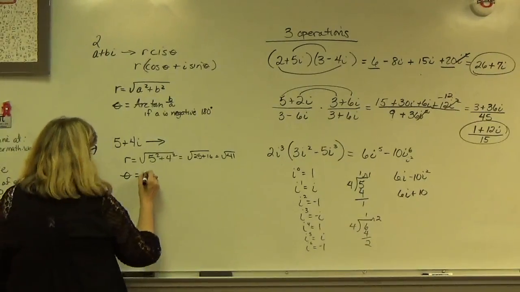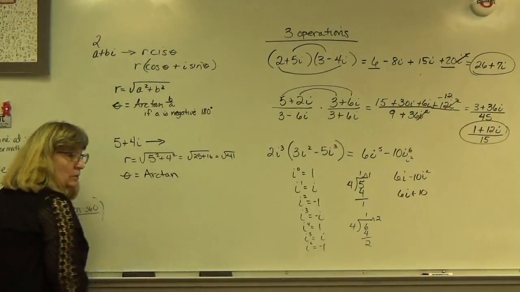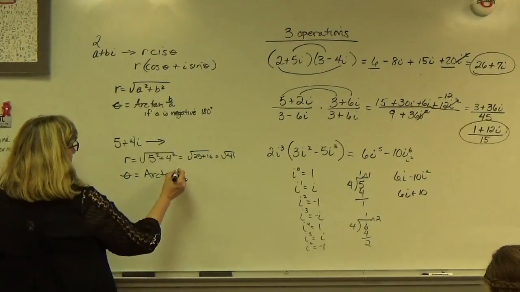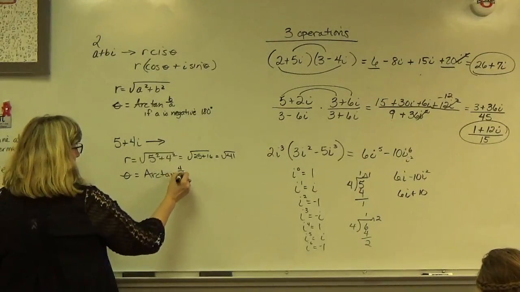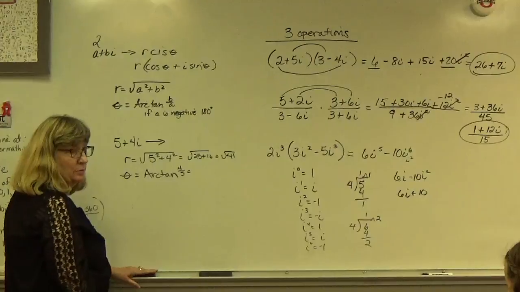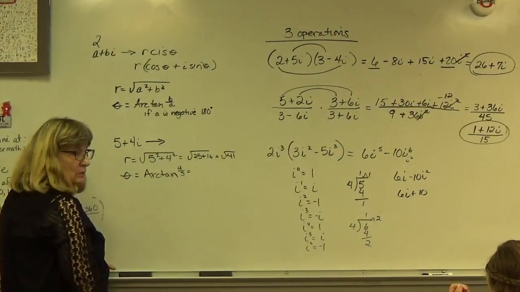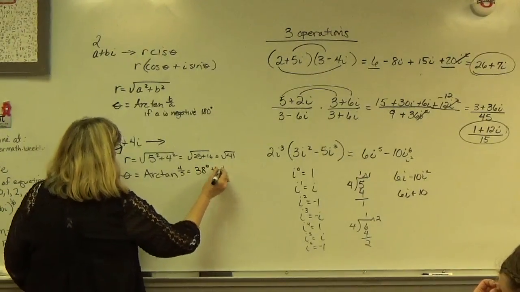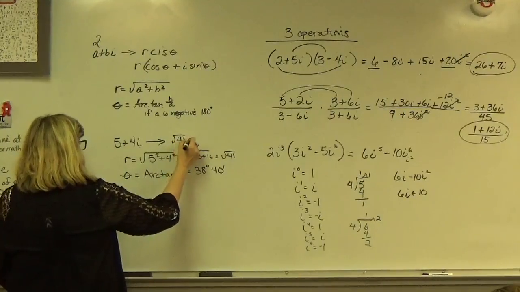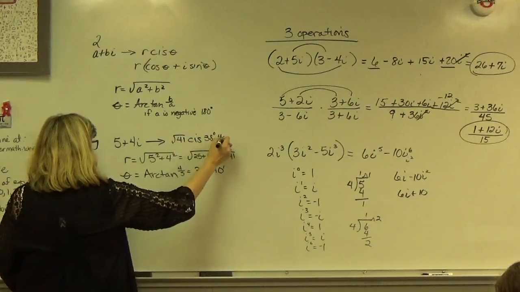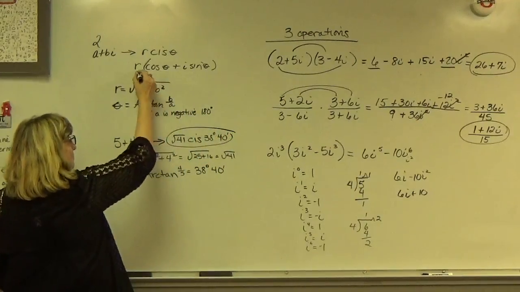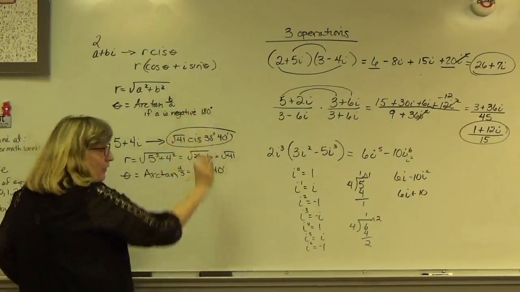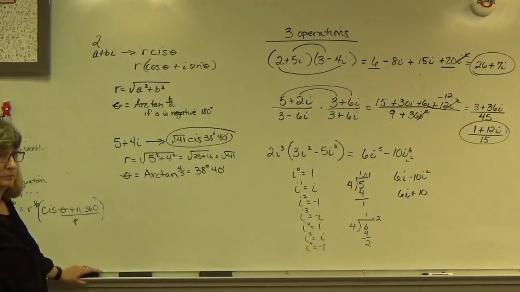Theta. Arctangent of, what's it going to be? 4 over 5. Do I need to add 180 on this one? No. Okay, so we're in DMS, degrees minutes seconds, so 38 degrees and 40 minutes. So our answer on this one is square root of 41 cis 38 degrees 40 minutes. And if you prefer, you can write square root of 41 cosine of 38°40' plus i sine of 38°40'. They both mean the same thing.